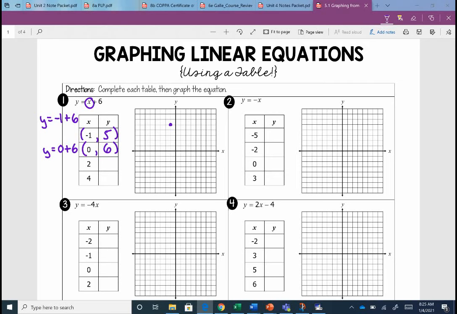We're putting values in for x. We're getting values out for y. It creates an ordered pair for us, x comma y. All right, so we go 0 on the x and 6 on the y. 1, 2, 3, 4, 5, 6.